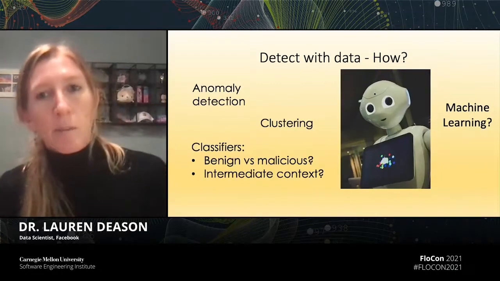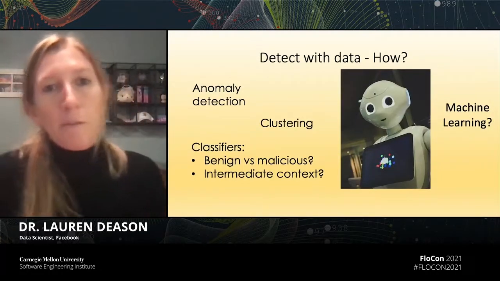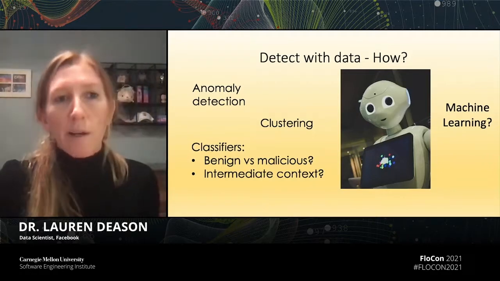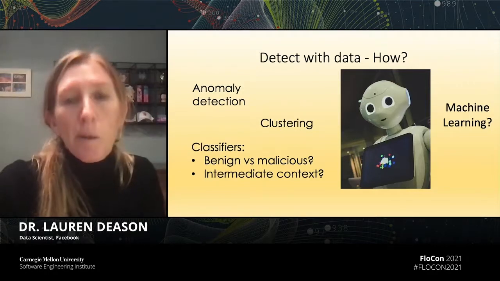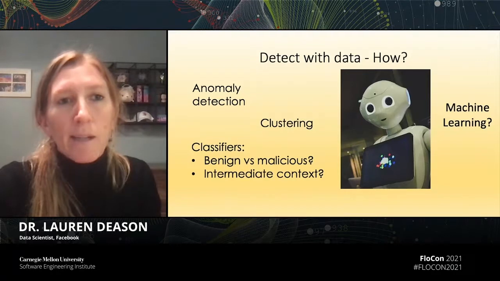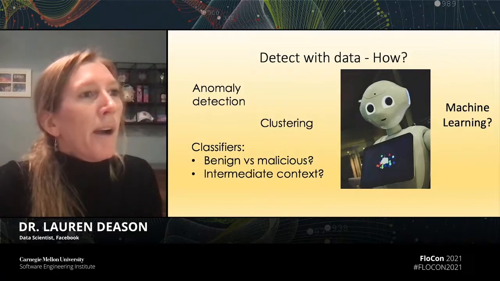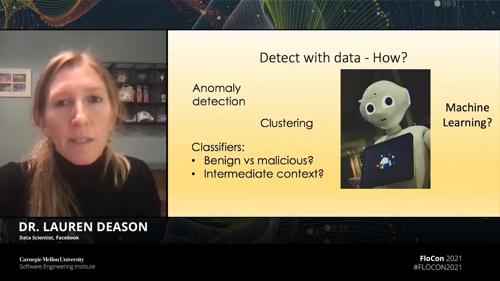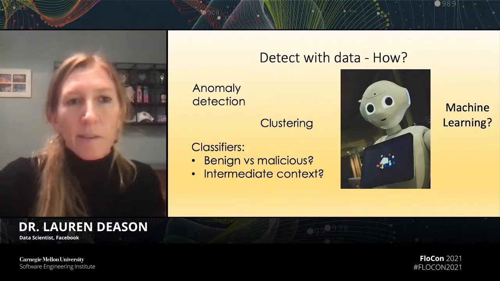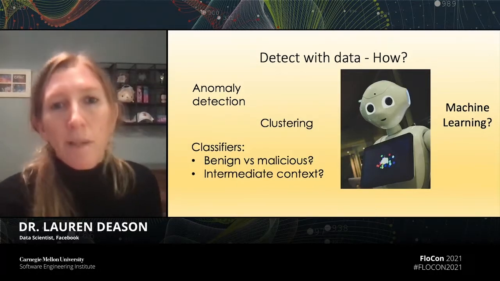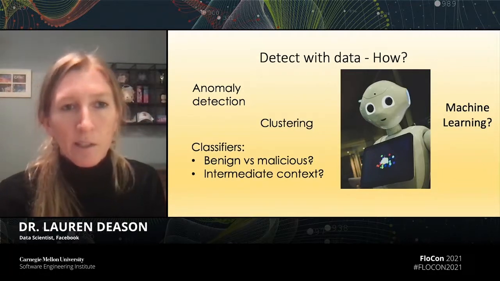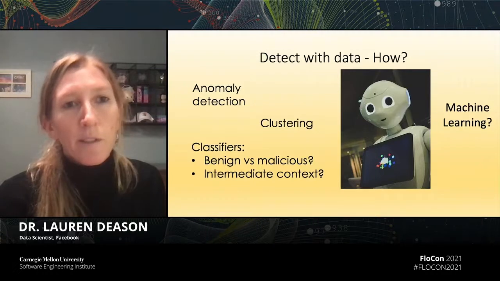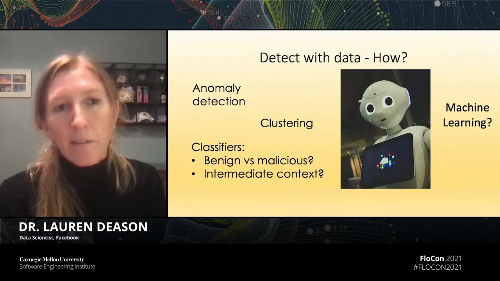At the other end of the spectrum, instead of rules, we could feed all of our data to this friendly-looking robot over here who might run some kind of anomaly detection or clustering or supervised learning and give us back an answer as to whether what we're telling it is benign or malicious. More often, I think the value in a lot of the machine learning applications in this space isn't a simple binary classifier of benign versus malicious, but classifiers for some kind of more intermediate contextual data that can be used further down the line to make a decision or a classification.